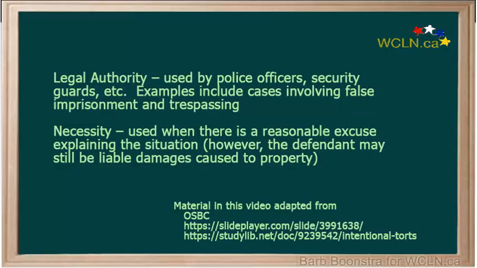The defense of legal authority is used by police officers, security guards, and so on. Examples include cases involving false imprisonment and trespassing. The defense of necessity is used when there is a reasonable excuse explaining the situation. However, the defendant may still be liable for damages caused to property.